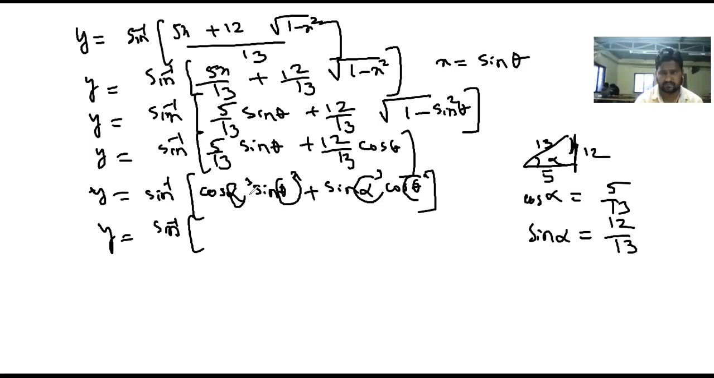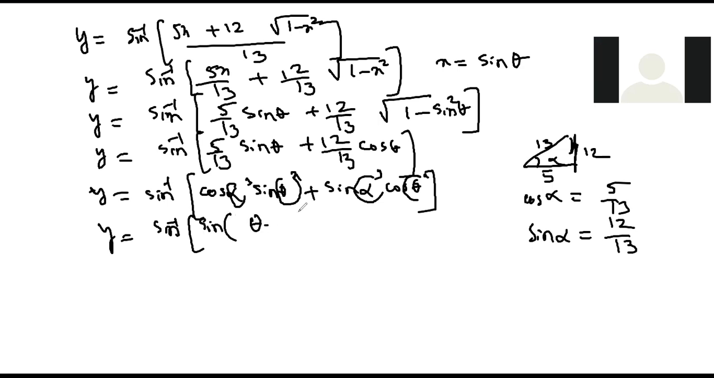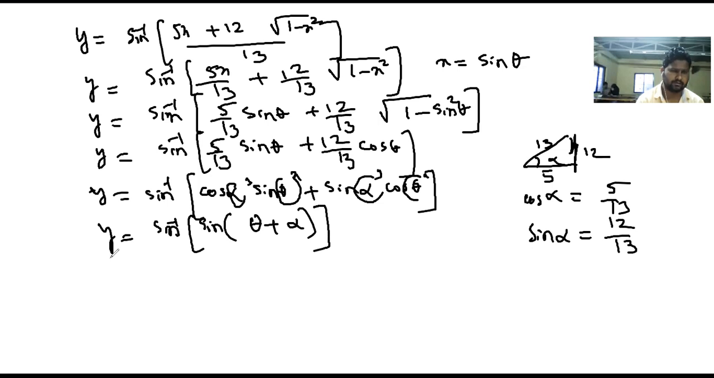Tell me the formula. Sin x cos y plus cos x sin y is equal to sin of x plus y. It means sin of theta plus alpha. So the sin inverse and sin cancel, and y is equal to theta plus alpha.